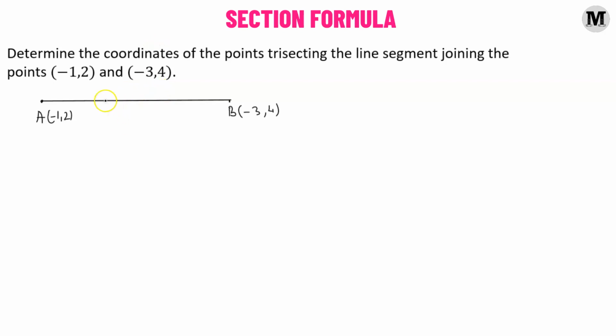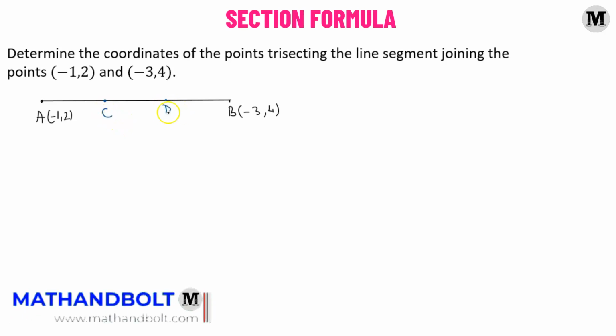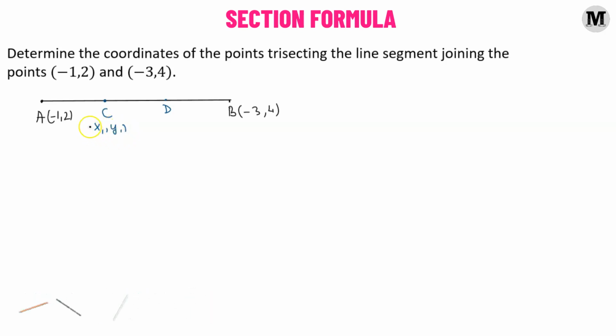So what we'll do is suppose that there are 2 points on the line segment. We're going to name them C and D. Let's say C has the coordinates (x1, y1) and D has the coordinates (x2, y2). Now these 2 points C and D are trisecting the line. That means the length of AC will be equal to the length of CD, which will be equal to the length of DB. Since these 3 lengths are equal, we will suppose that they are equal to some constant lambda. So this is a supposition.